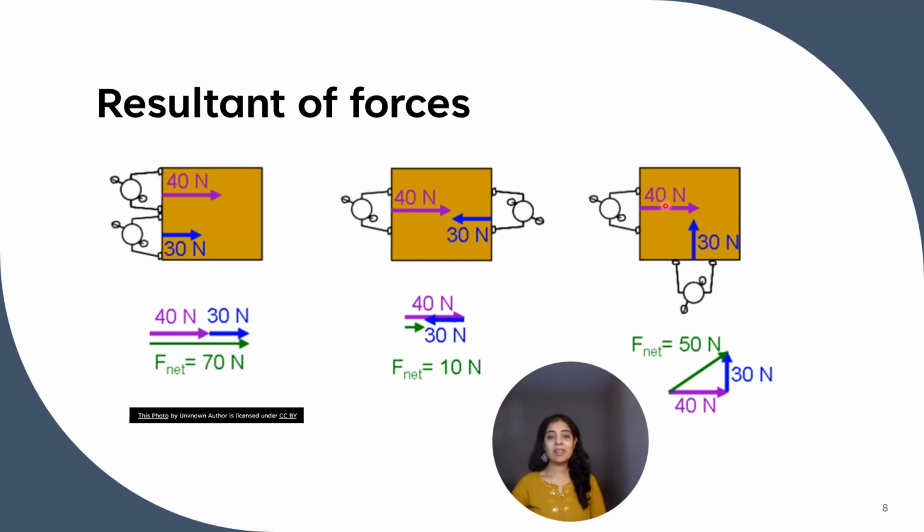Now in the third case, a 40 Newton force is applied in the horizontal direction and a 30 Newton force is applied in the vertical direction. So how can we calculate F net? We will consider these two at right angle, and we will apply the hypotenuse theorem. So the resultant of 40 Newton and 30 Newton will be 50 Newton.